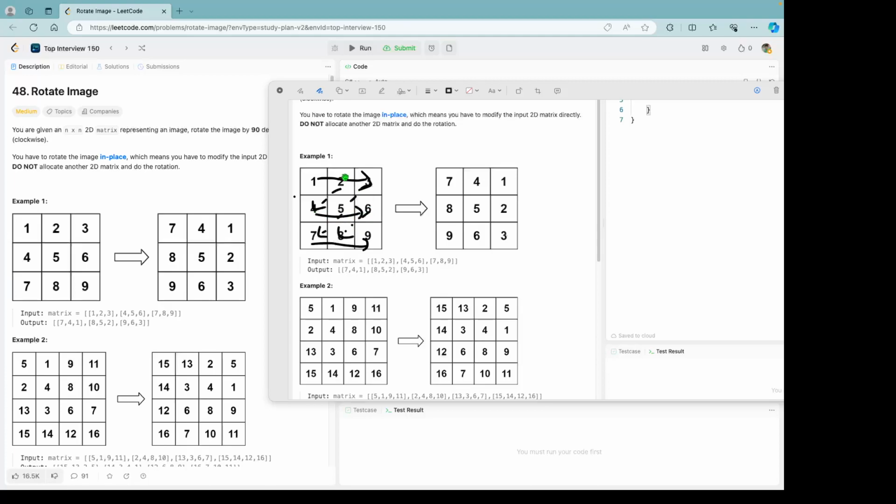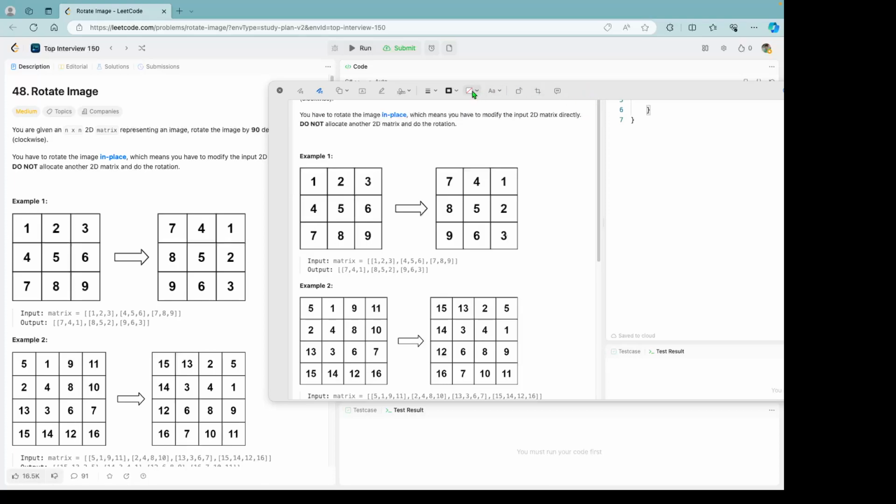So effectively, a transpose and a reflect rotates the matrix by 90 degrees. That is the fundamental theorem. Basically, that's the puzzle for solving the problem.